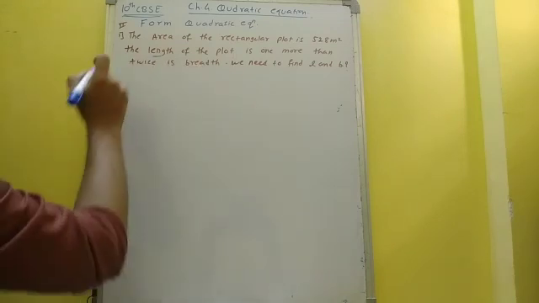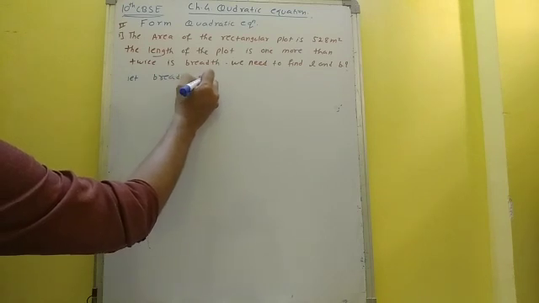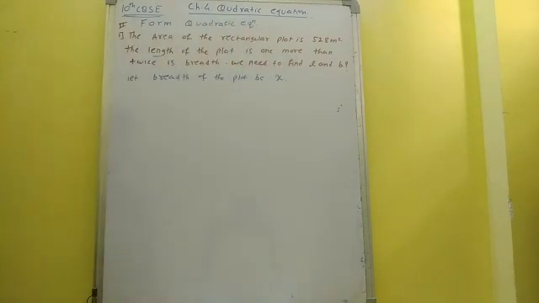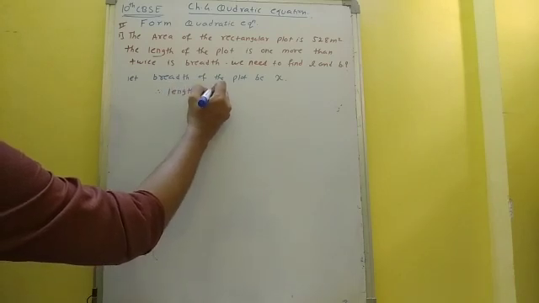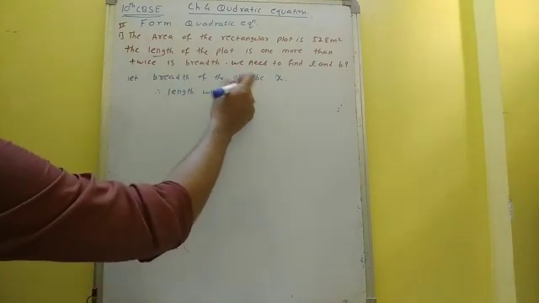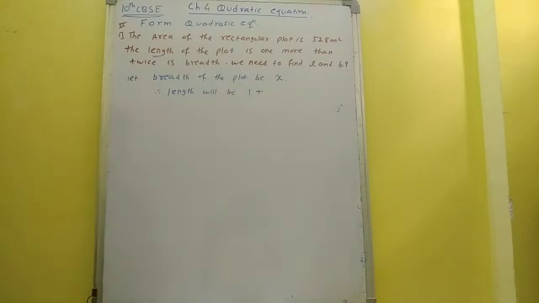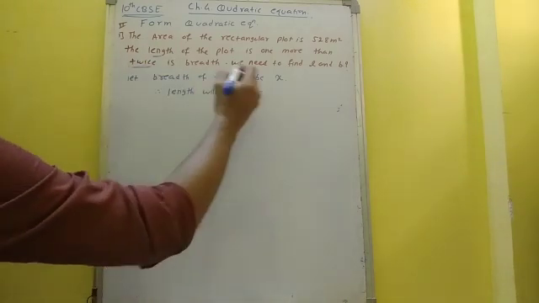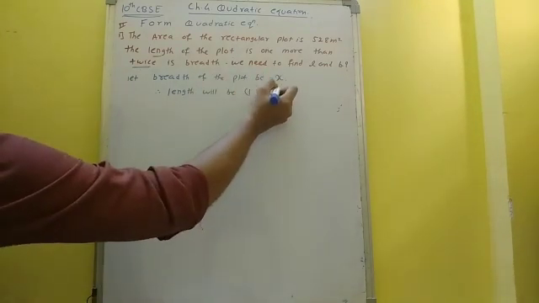So first we will take let breadth of the plot be x. Breadth of the plot is x. Therefore, length will be, what will be the length? Length is, or length will be 1 more. 1 more means 1 plus. 1 more than what? Twice means double. Twice, matlab kya? Double. Twice its breadth. So twice breadth is x. Its breadth. So this is the breadth and this is the length.